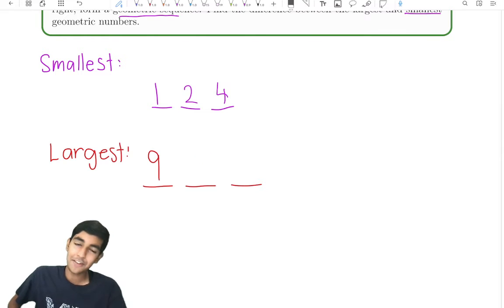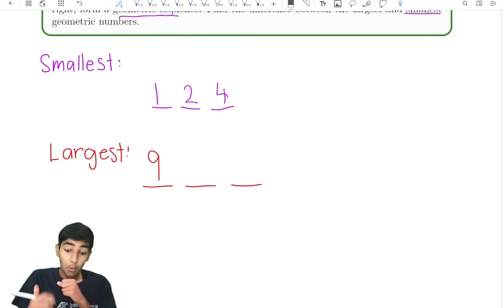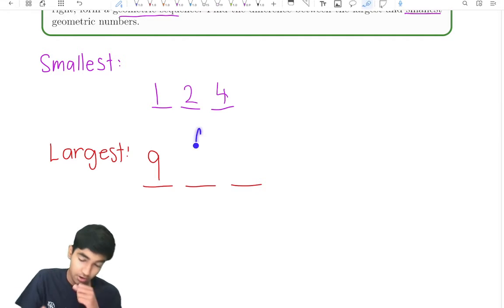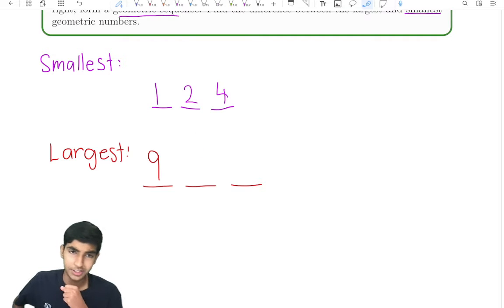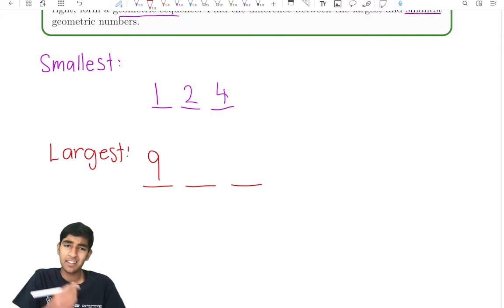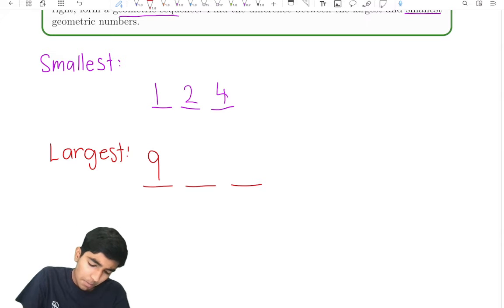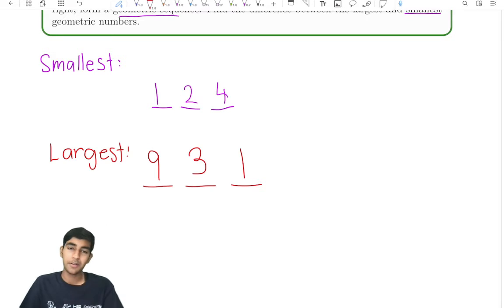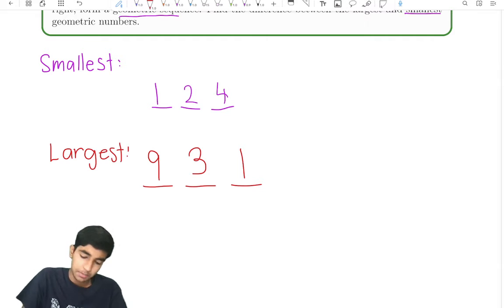Okay, so we have to multiply by a fraction, but we still have to keep this digit an integer. Digits cannot be fractions, of course. So what are some possibilities? Can we multiply by half? No, 9 isn't divisible by 2. What about a third? Yeah, that would work. So one possibility could be 931. A ninth, that wouldn't work because 9, 1, 1/9. Okay, so we have one possibility.